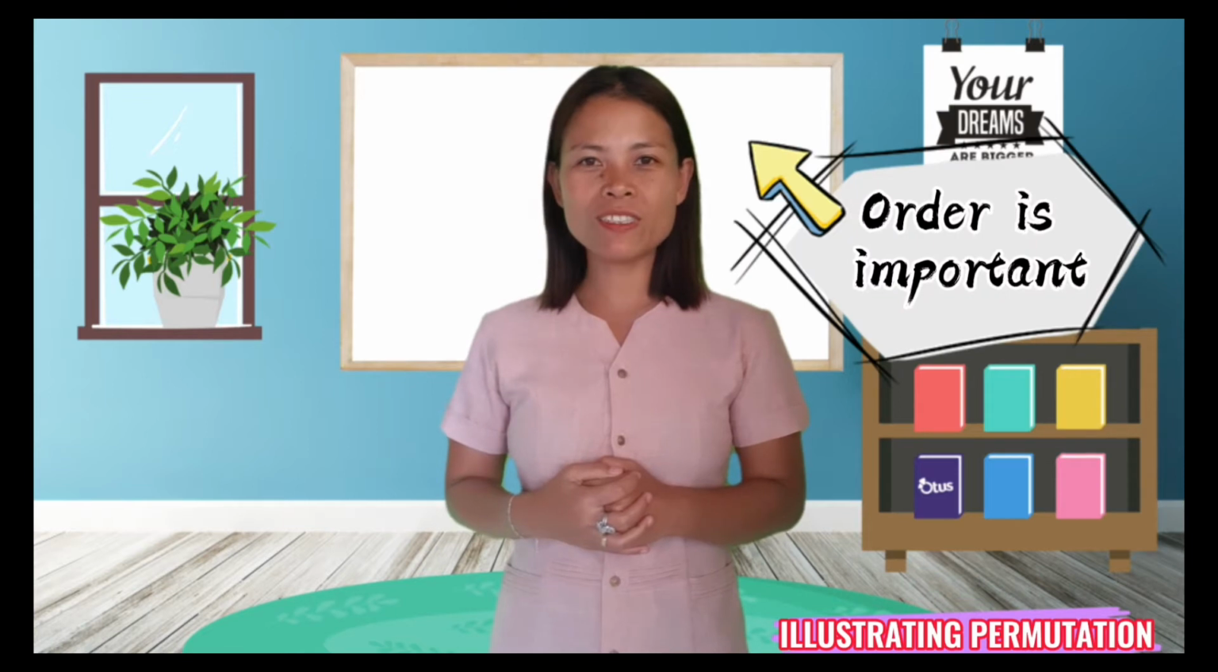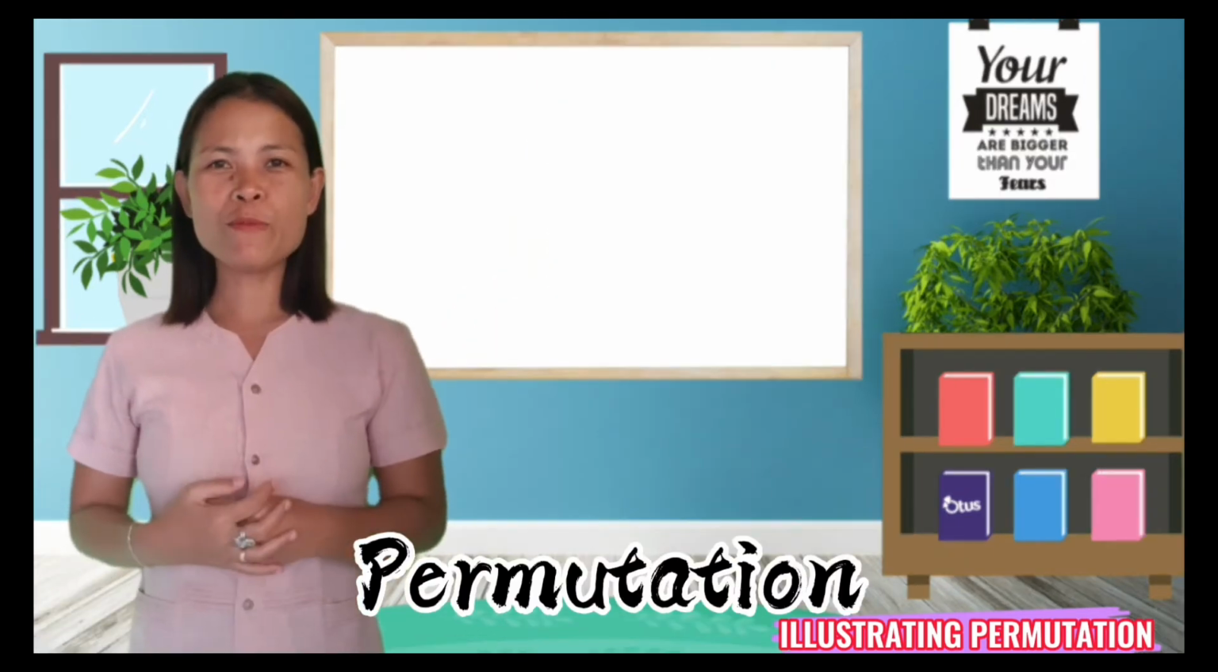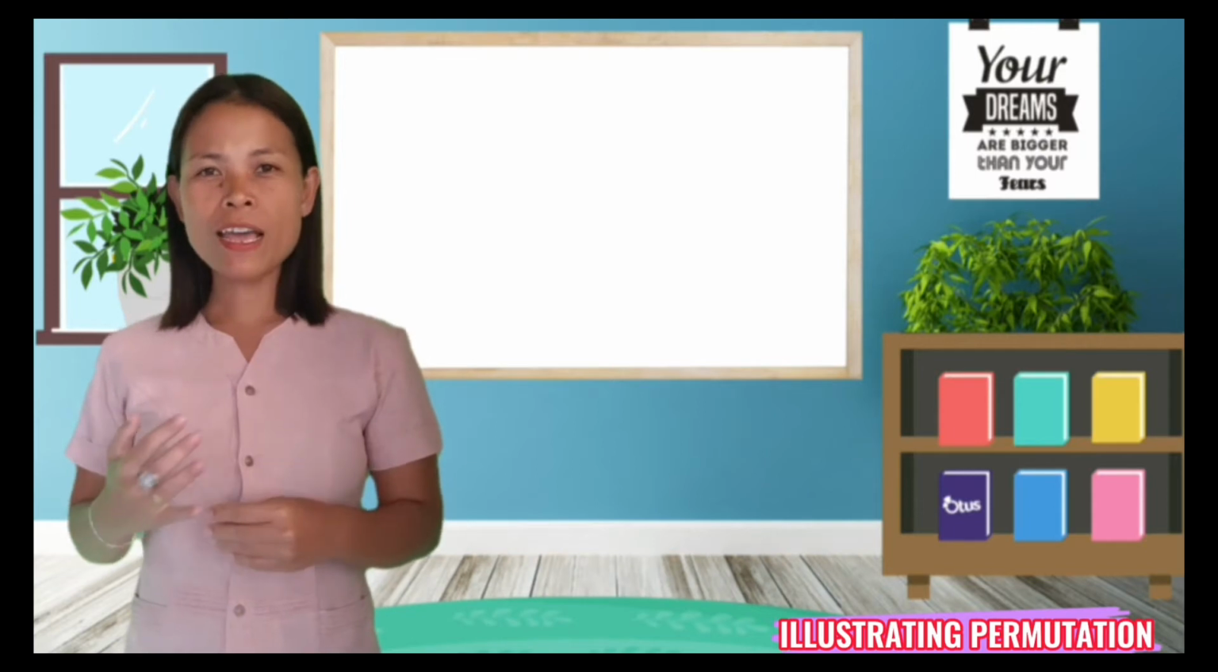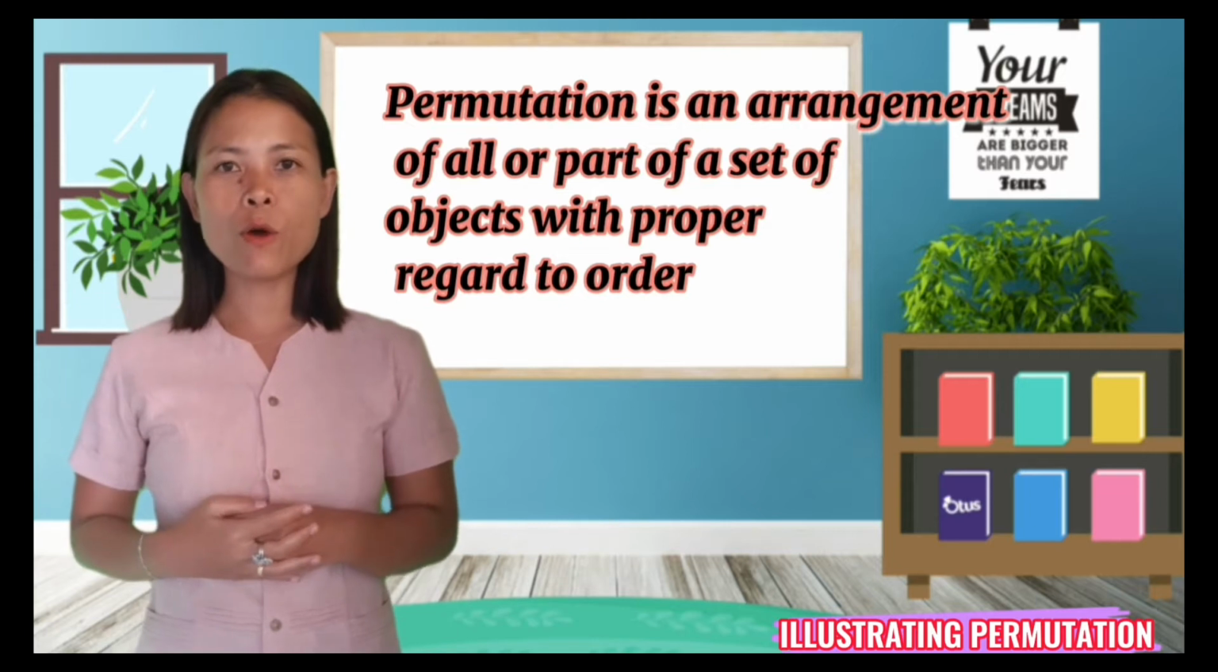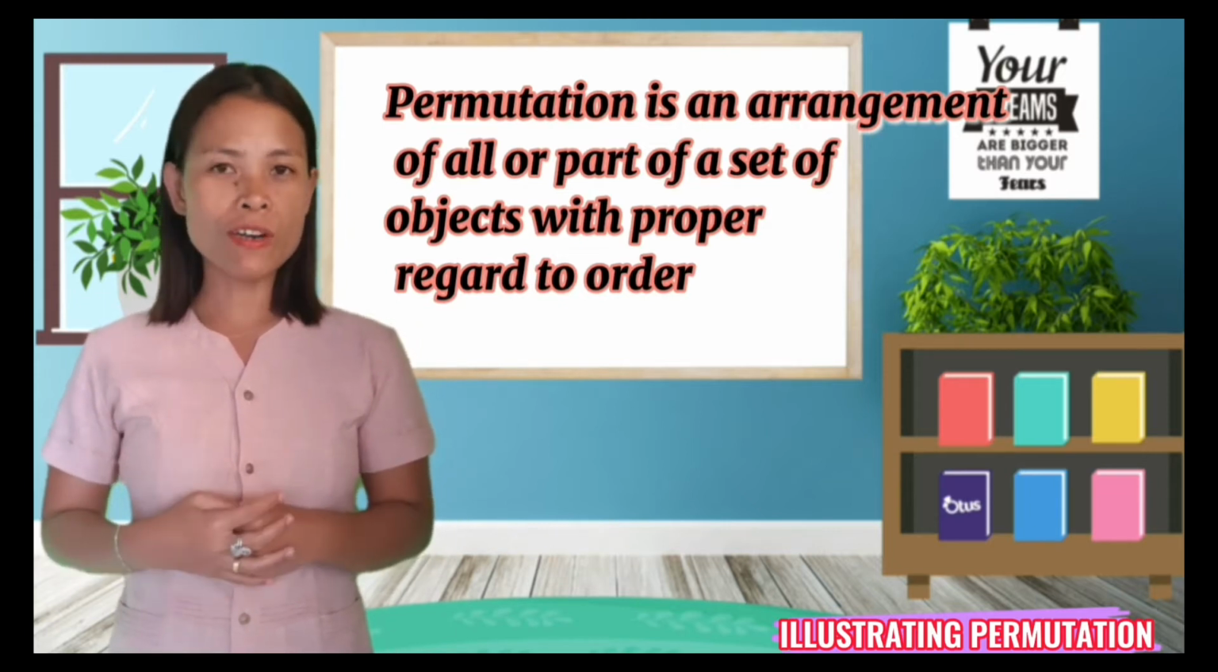Do you think order is important in the seating arrangement of these three friends? You are right. Order is important in seating arrangement. This is just the same when we are creating the password for our personal account. Order is important. So these two situations illustrate permutation. So what is permutation? You are right. Permutation is an arrangement of all or part of a set of objects with proper regard to order.